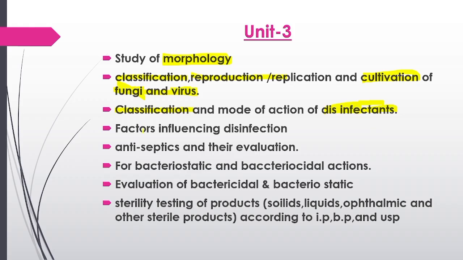Okay, next, factors influencing the process of disinfection. What are the factors that mostly affect the process of disinfection? The factors are mostly pH, since pH changes can affect the disinfection, temperature, relative humidity, and water hardness. These are the different types of factors that affect the process of disinfection. And the next one, antiseptics.